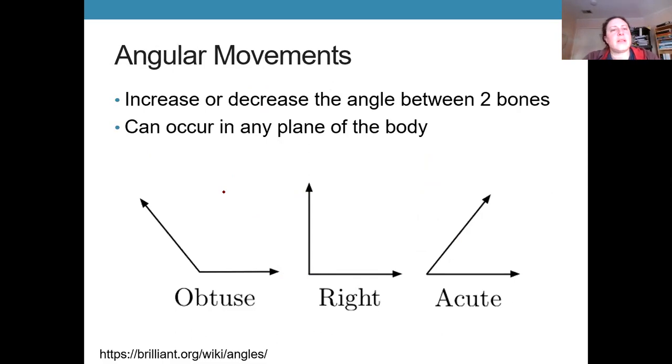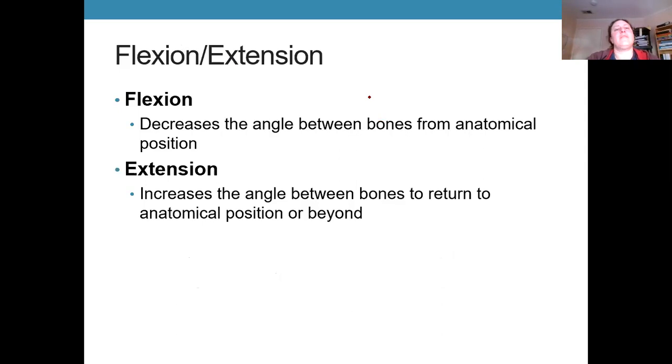Where it gets a little more complex is the angular movements. The angular movements are when we're actually changing the angle between two bones in a plane of the body. And the word we use for the change in angle depends on which plane of the body we're changing it in. So flexion and extension are the most common ones that we have. And this is where we are moving in the sagittal plane.